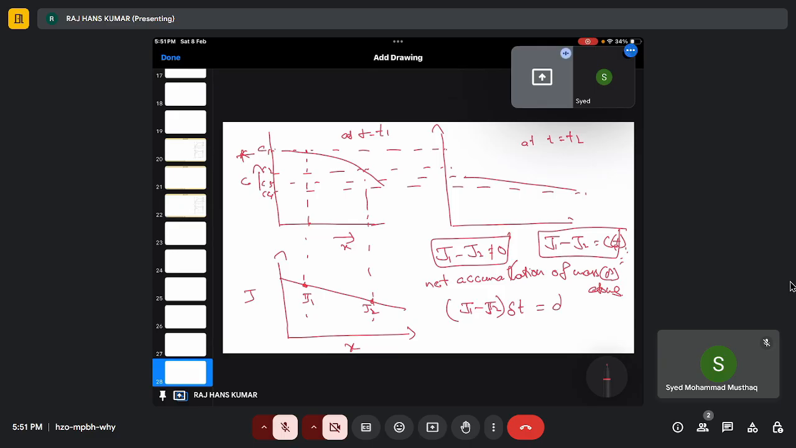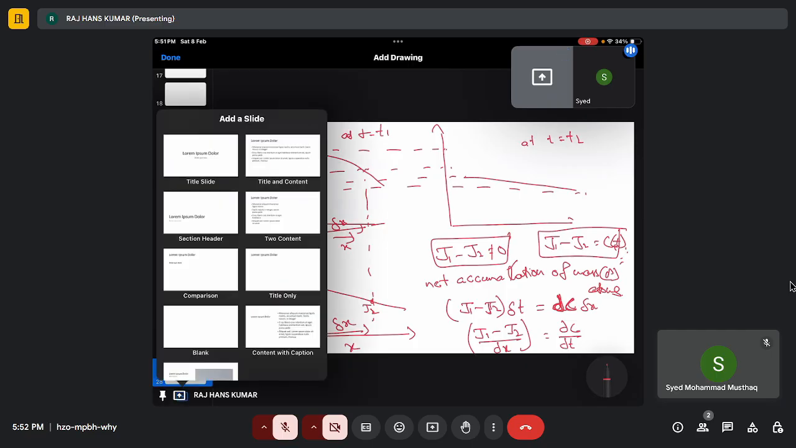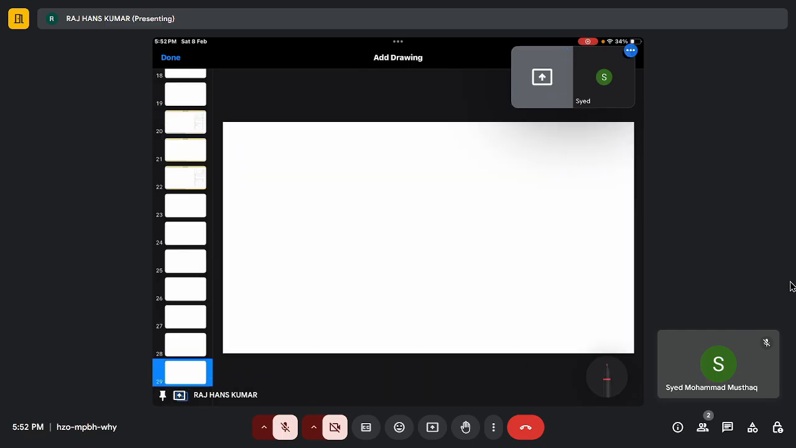dou c, because now c is a function of x and t. Over a distance, let's say this is dx. The net accumulation over here, right? Now J1 minus J2 divided by dx will be equal to dou c by dou t. Moving to the next slide.